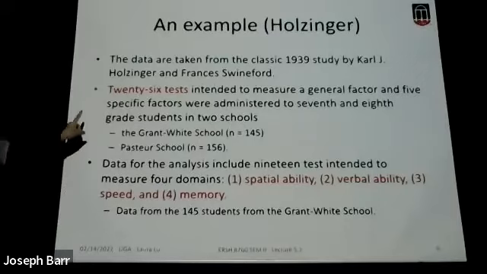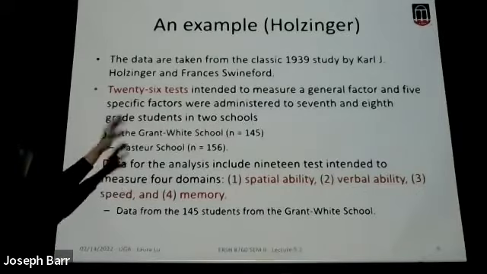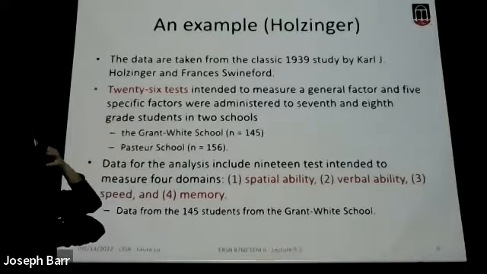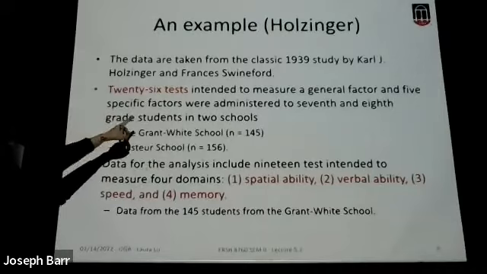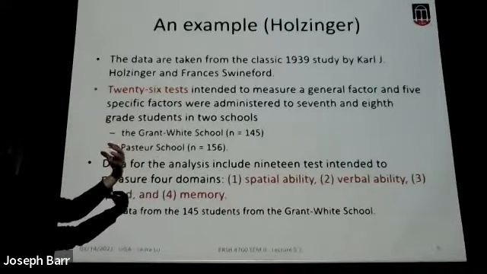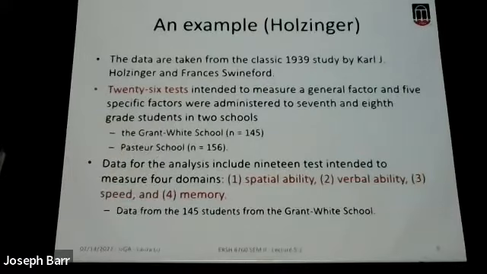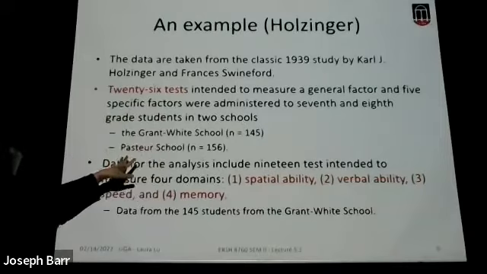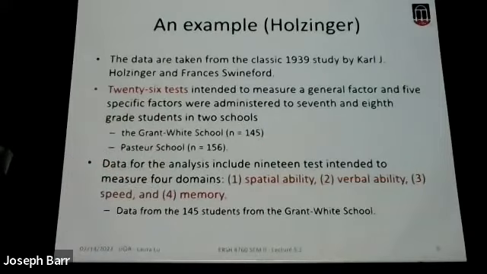In total, there are 26 tests. These tests are trying to measure a general factor and find specific factors. The data were collected from 7th and 8th grade students in 2 schools, the Grant-White school and the Pasteur school. So the total sample size is around 300.